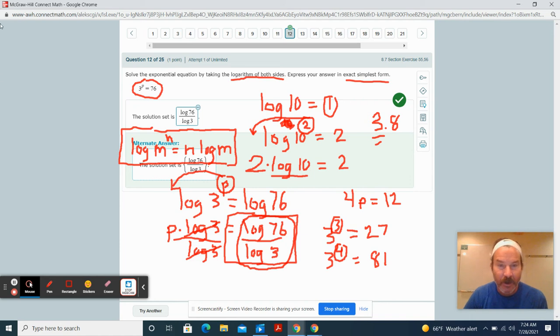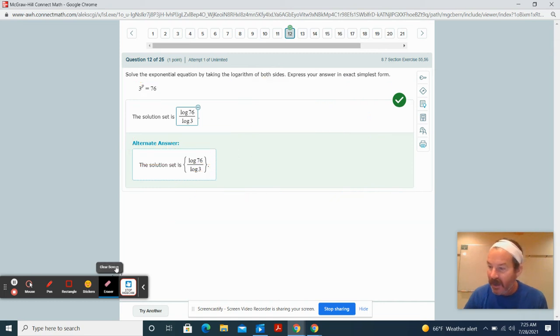Before I erase the screen, make sure you copy down this property, the power property. Okay, I'm going to go ahead and clear it. And let's look at problem number 15.